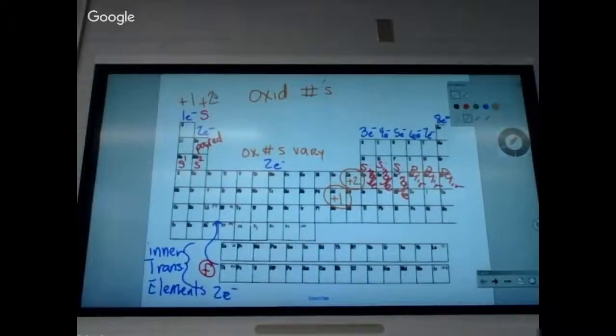Okay? For group 2, would any of those come with a Roman number? No, because everybody in group 2 has what oxidation number? Every one of them has a 2. Okay? Everybody in group 1 has a what? 1. They do not change. And I'm going to write that at the bottom about Roman numbers in a few minutes.